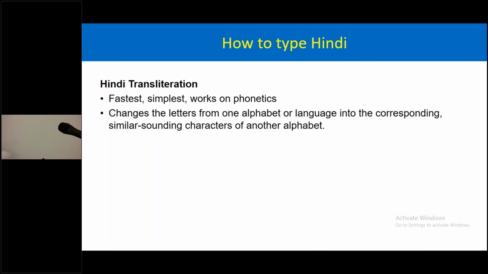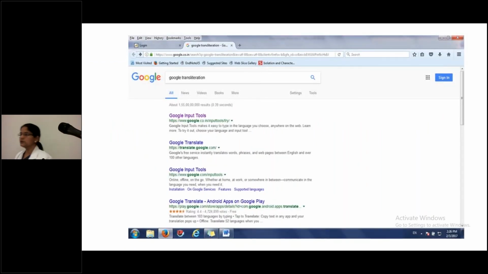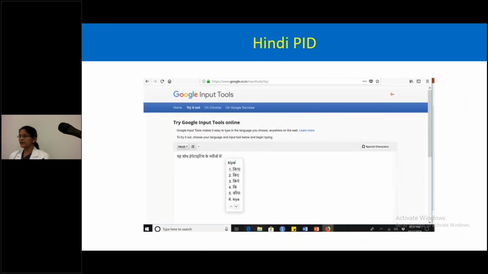Everyone got it? So this is known as Hindi transliteration. What do you do? You just go on Google, say Google transliteration. It will give you Google Input Tools transliteration. For example, I've typed "यह शोध hepatitis के मरीजों में किया." Typing किया with the letters का and ya is difficult, but KIYA is easy for you.